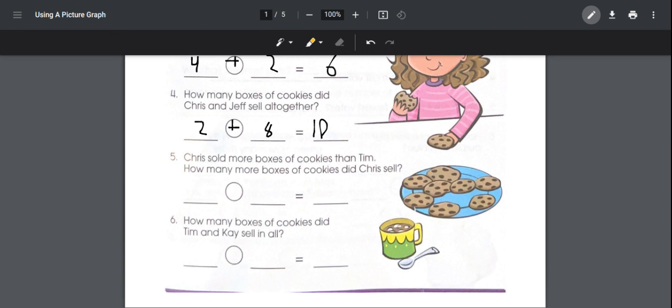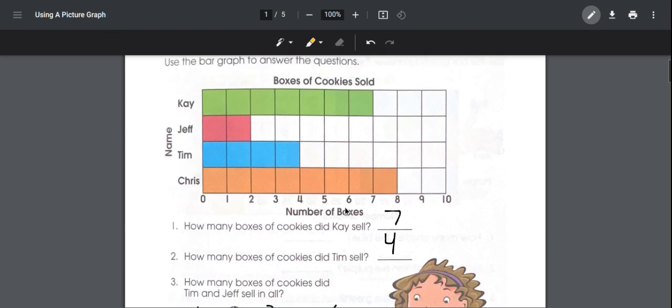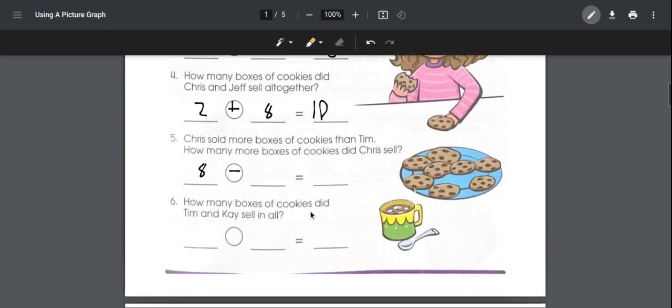And number 5, Chris sold more boxes of cookies than Tim. How many more boxes of cookies did Chris sell? So this time we're subtracting how many Chris sold, which was 8 boxes, minus the number Tim sold. Tim sold 4. So we have to do 8 minus 4, and that leaves us with 4. So Chris sold 4 more boxes of cookies than Tim.